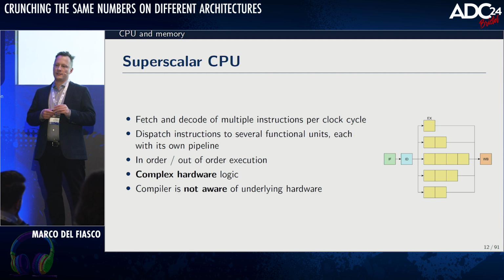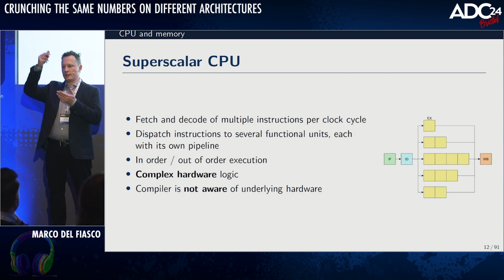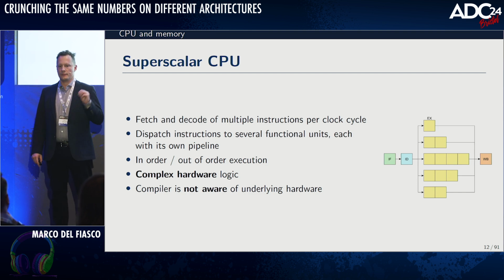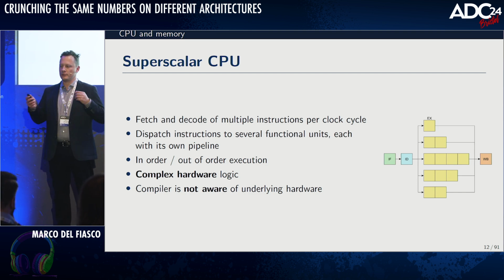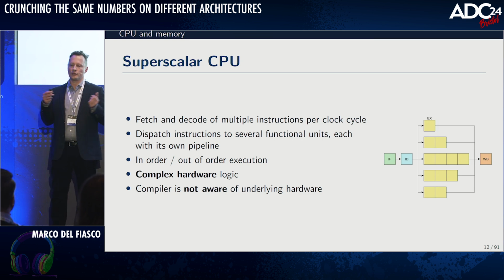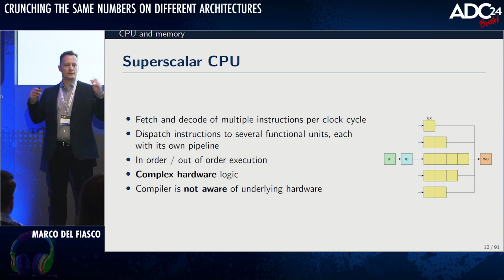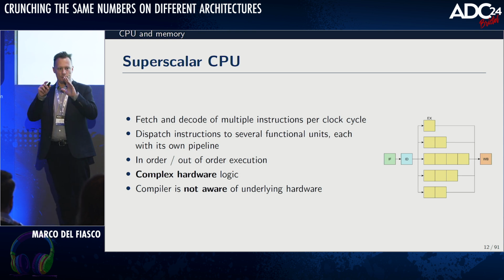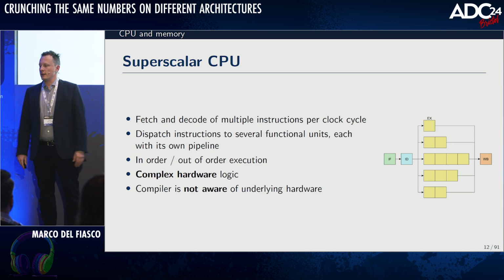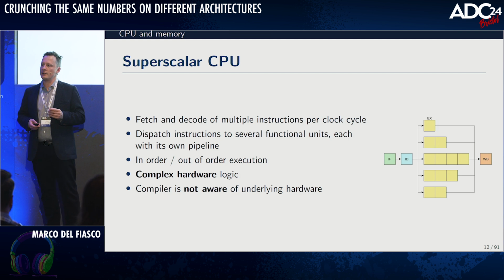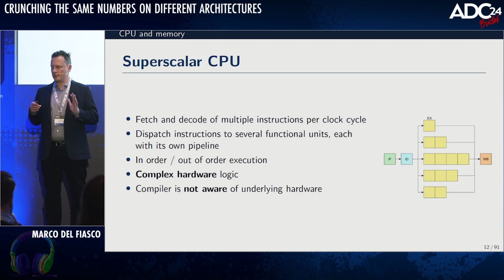In-order execution means that the CPU keeps the ordering of the instructions as written in program memory, while with out-of-order execution, the CPU is free to speculatively execute instructions even if they are not needed, but then the results are ordered after execution. This allows maximizing the occupation of the hardware units. Of course, the hardware logic is complex, especially with out-of-order execution. The important thing to remember is that the compiler is typically not aware of the underlying hardware, so the real-time optimization is done by the hardware itself, not by the compiler.